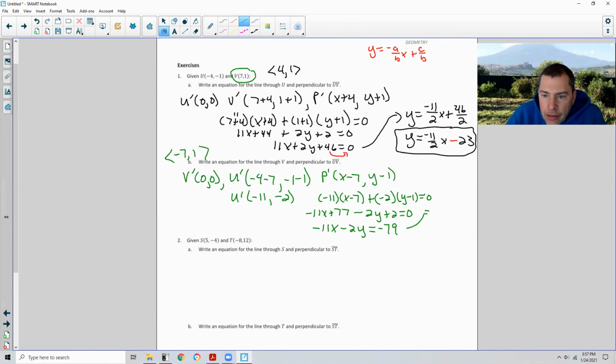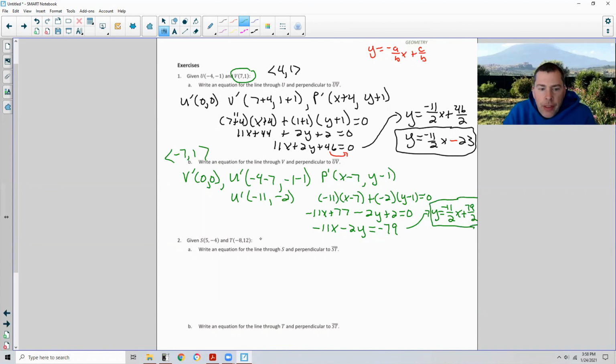Now I can put it in slope-intercept form with my shortcut and say it is negative a, which would be a negative 11, which is 11, over negative 2. So I'd make that a negative 11 halves x. And then it's going to be plus c over b, which is 79 over 2. So it's negative 11 halves x plus 79 over 2.